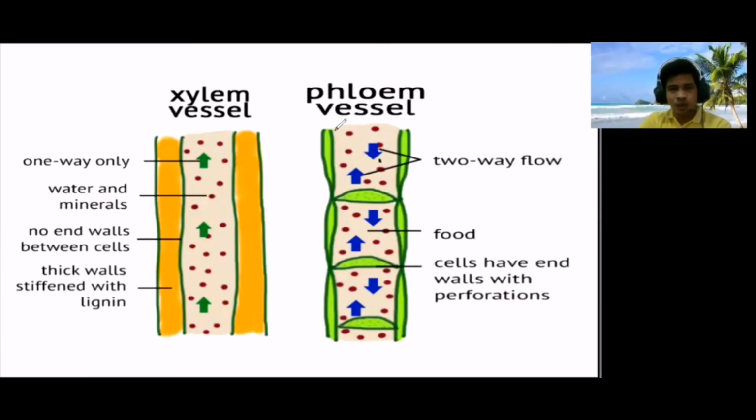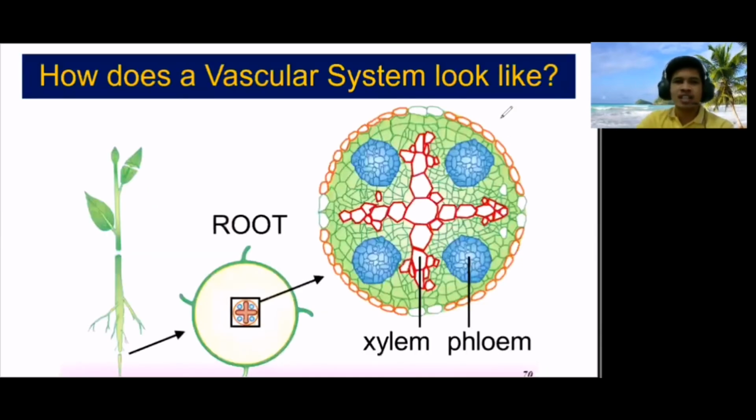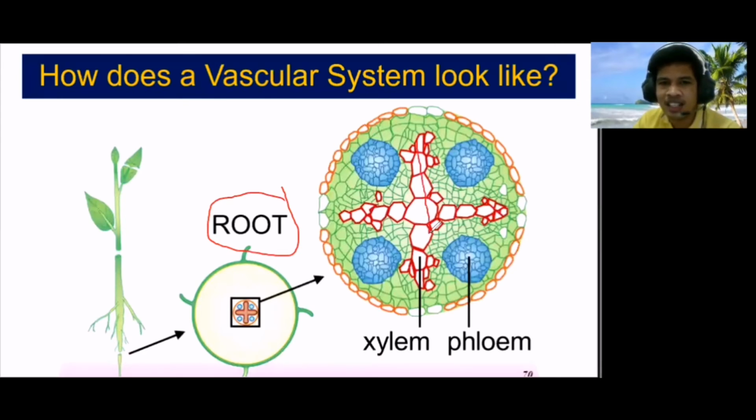Another one, this one is for the stem. What about this one? This is the vascular system of a root, right? Okay, this is something different. This is the xylem inside, and this one is the phloem. The structure is different between the xylem and phloem in the stem and in the roots, right? This is the difference. Okay, let us see if you understand.